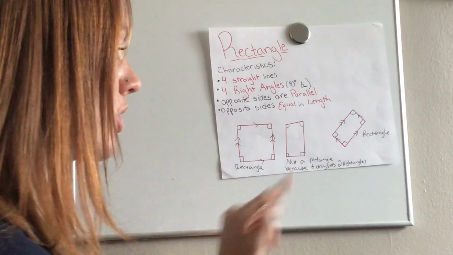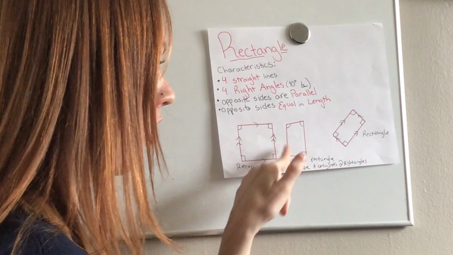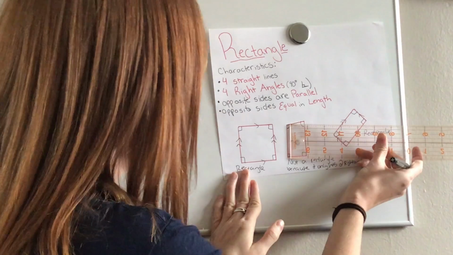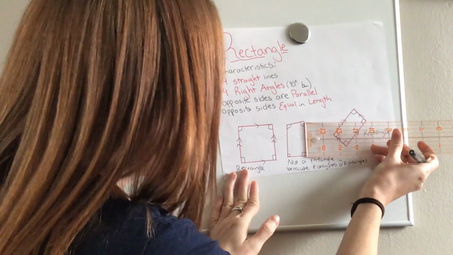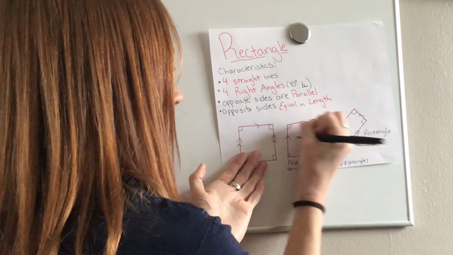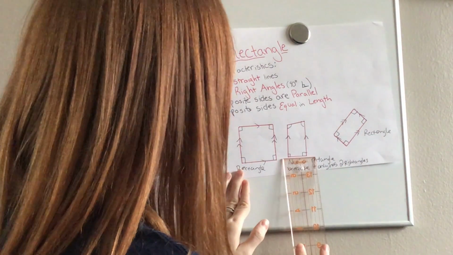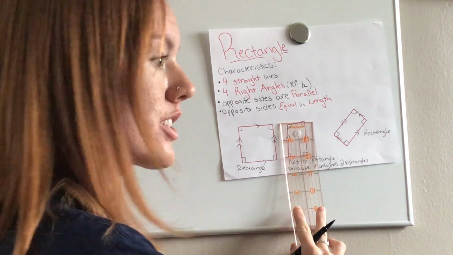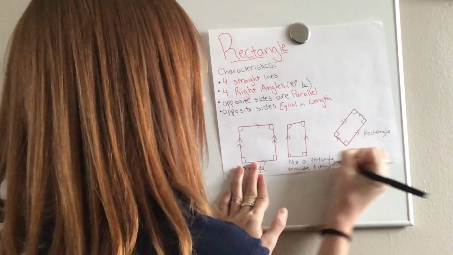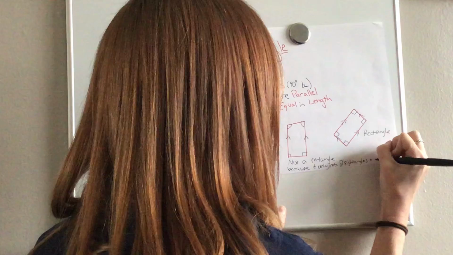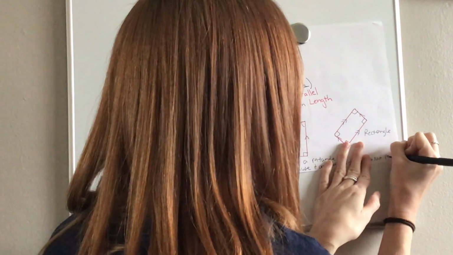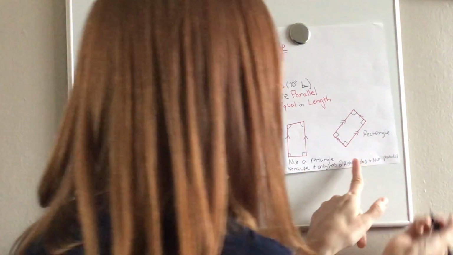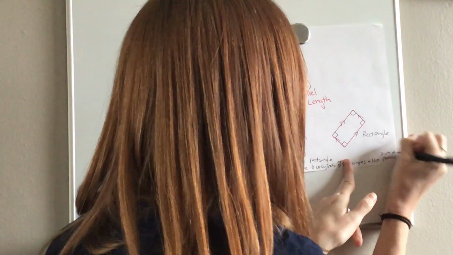Now, this one we already know is not a rectangle because it doesn't have all 4 right angles. It only has 2. But let's also check for parallel. It looks to me like the sides of this shape are parallel. Now let's check the top and the bottom. If I move that up, it intersects and crosses, so it's not parallel. So I'm going to mark that as not parallel. So this is not a rectangle, because it doesn't have 2 sets of parallel lines.